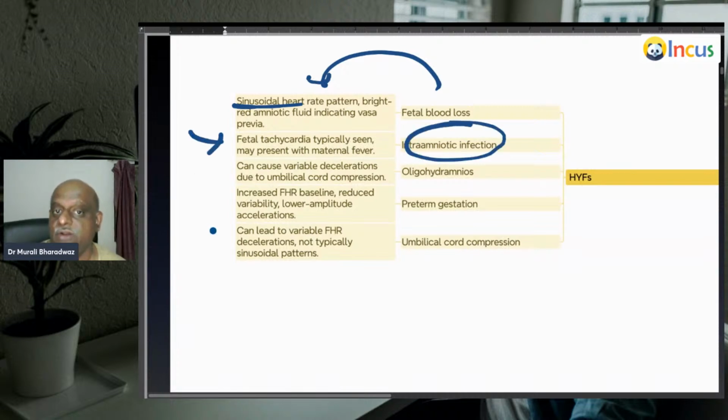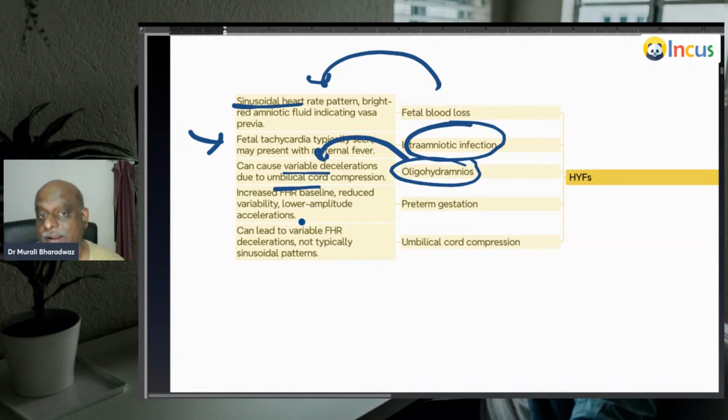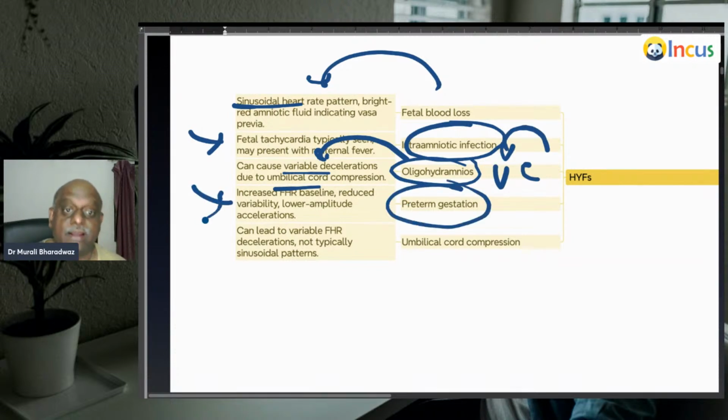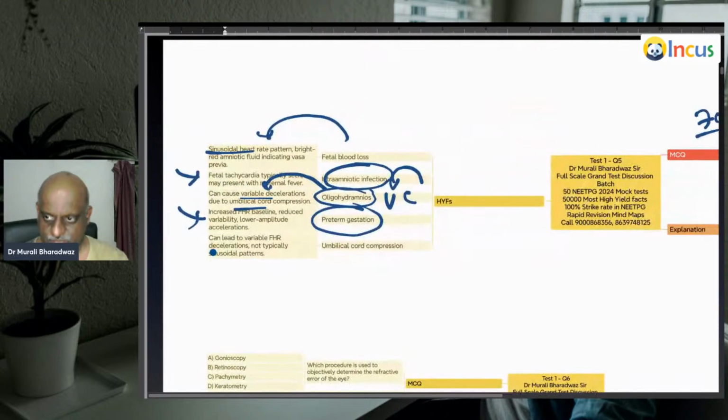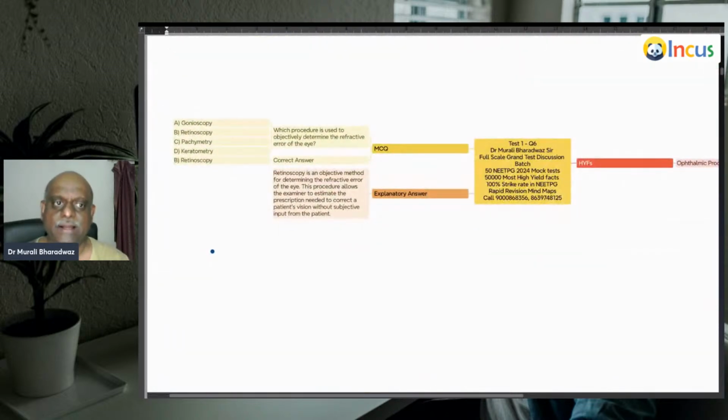Intraamniotic infection leads to fetal tachycardia. Oligohydramnios can lead to variable deceleration due to umbilical cord compression. Cord compression leads to variable deceleration. Preterm gestation increases fetal heart rate baseline, reduces variability, lower amplitude accelerations. That is what you need to remember.